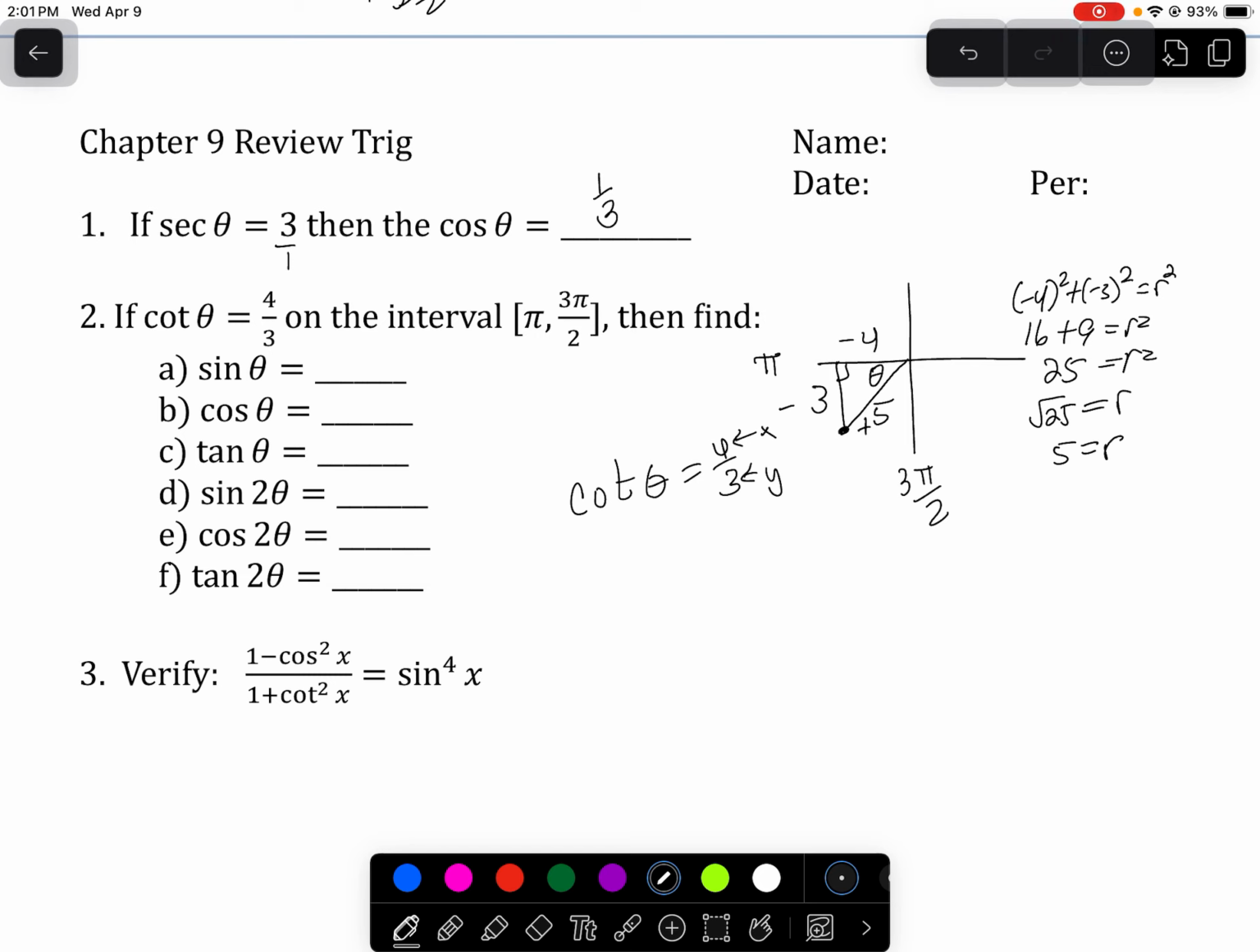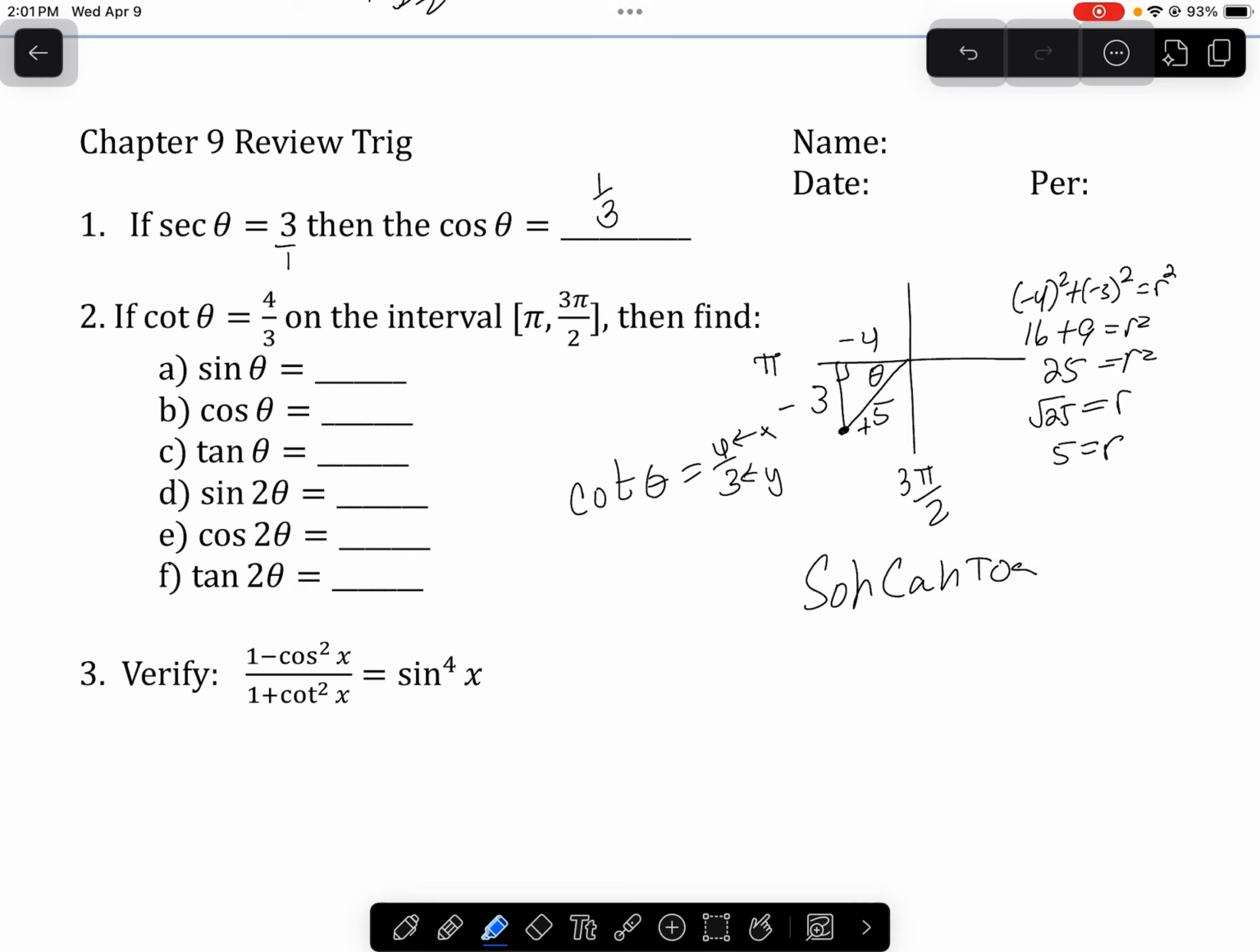Now, for the sine of theta, you just use SOHCAHTOA to answer the first 3 questions. So sine is opposite over hypotenuse. Sine and cosine should always be proper fractions. Cosine is adjacent over hypotenuse. Tangent is opposite over adjacent. Please make sure that you reduce down when possible. Our final answer would be positive 3/4.